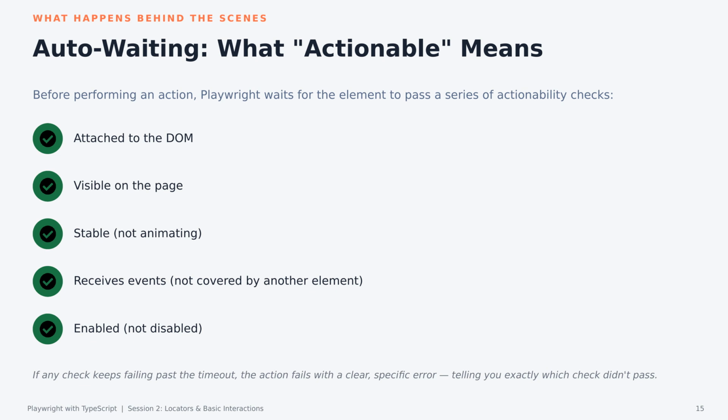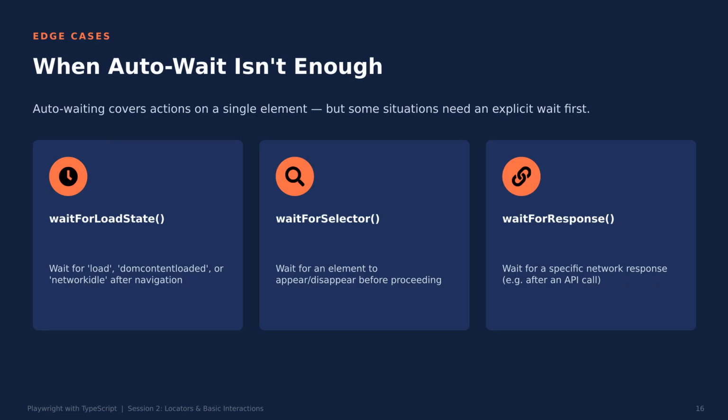If any one of these checks keeps failing past the timeout, the action fails with a specific, clear error message. And importantly, that error tells you exactly which check didn't pass. That's genuinely one of my favorite things about Playwright's error messages, because it turns debugging from guesswork into just reading what it tells you.